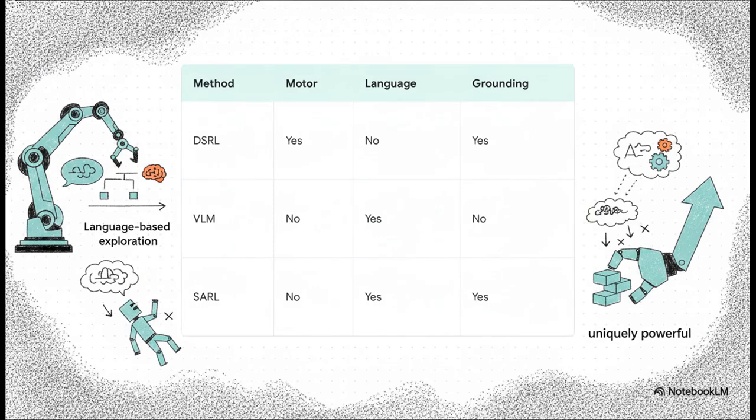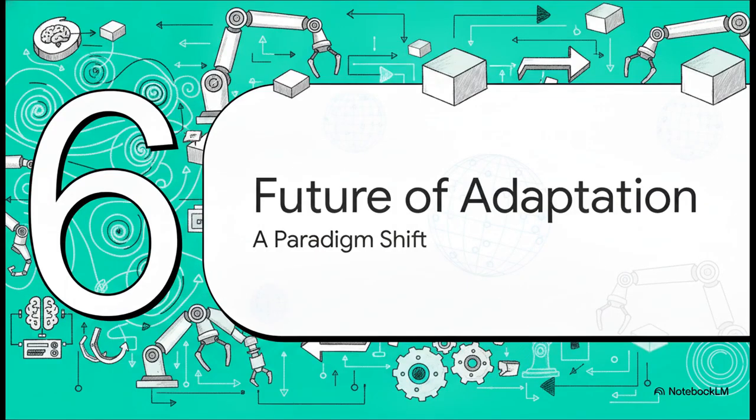This breakthrough really comes down to solving two distinct failures of prior methods. Basically, older methods either explore motor actions but lack language-based exploration, meaning they can't decompose a task, or they explore language but completely lack physical grounding, meaning they suggest actions that look great on paper but totally fail in gravity. SARL is uniquely powerful because it combines both. It explores language to break down the task, and it uses reinforcement learning to ensure those language commands are actually grounded in physical reality.